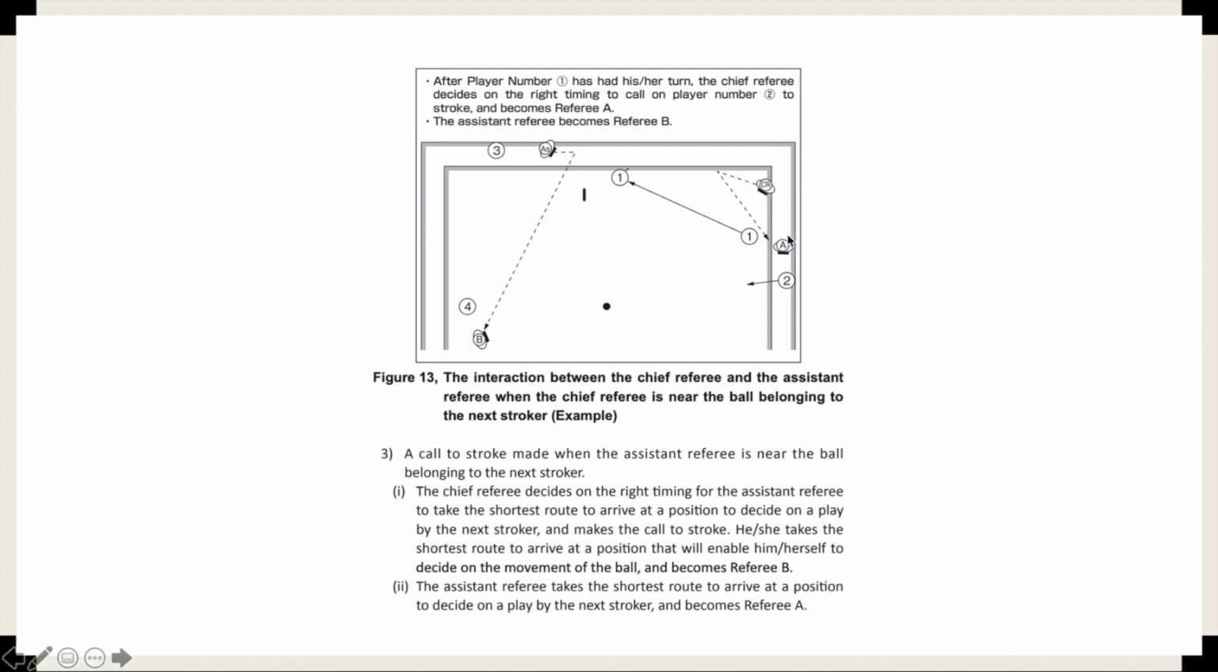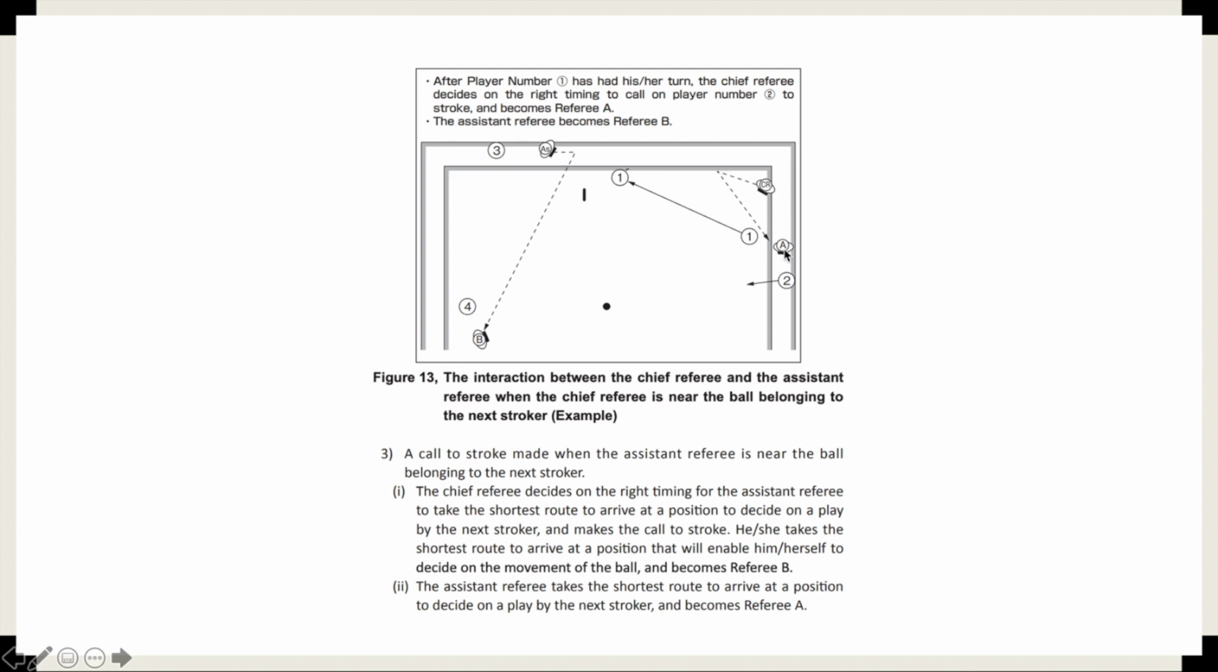So after ball 1 has played and finished, and ball 2 is called, the chief referee is clearly the closest to the next ball in the playing order, which is ball 2, as the assistant referee is all the way over here. So the chief referee takes the shortest path. You might ask why it goes this way. Well, it's probably that the player of ball 1 is still standing in that general area.